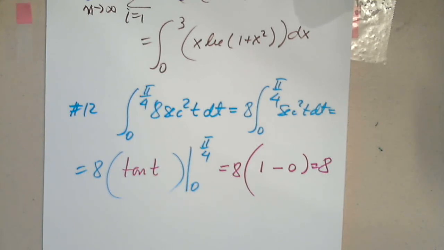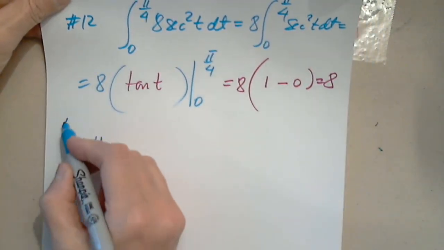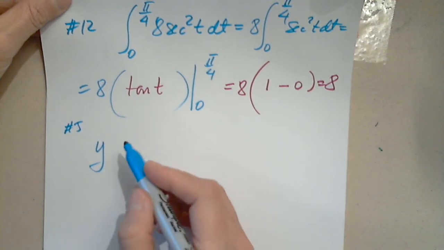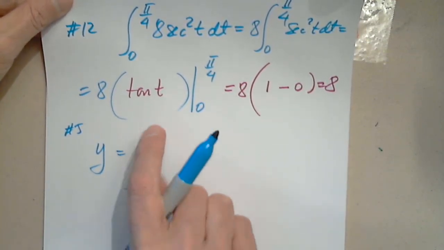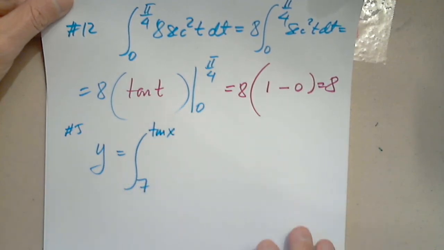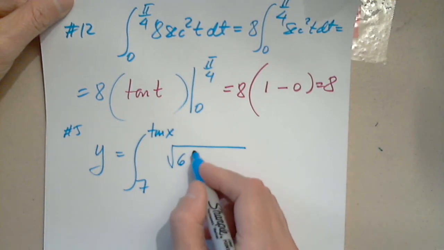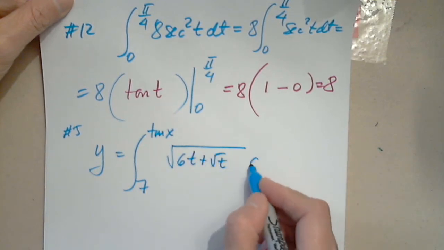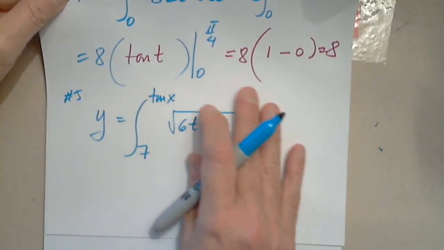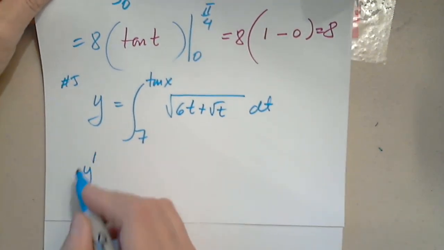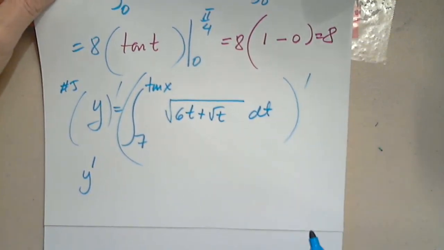I see it. Okay, in this case, we are given y. So this is 5. Very good. Good pick. Y equals the integral from 7. Notice that this is a number, but the top limit of integration is a function. The integrand is the square root of 6t plus the square root of t dt. Here we are not asked to evaluate anything. We're asked to find the derivative. So we're asked to differentiate this side and differentiate this side.